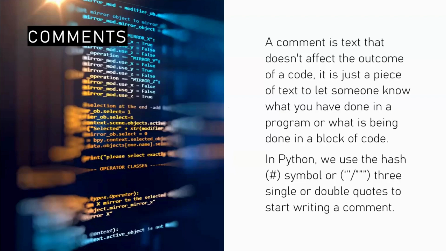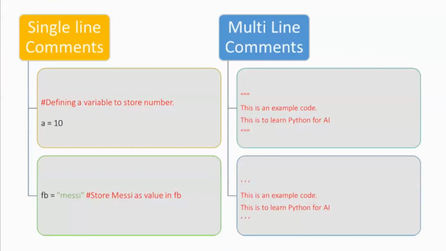One is the hash symbol. The second is the use of three single quotes in the starting, ending with three single quotes, or the use of three double quotes in the starting and closing with three double quotes. How do we differentiate between hash and three single quotes or three double quotes? The single line comment in a program is specified using hash. So hash is a single line comment. That is why it doesn't have any closing. Hash is just specified in the beginning of the comment, but it does not have any closing.